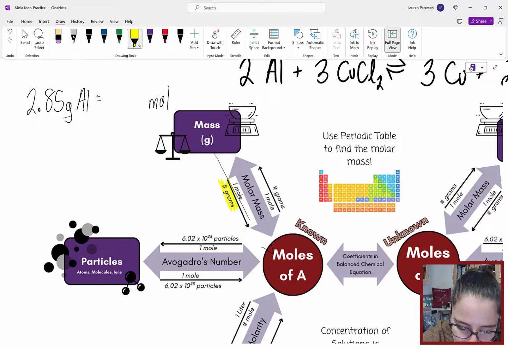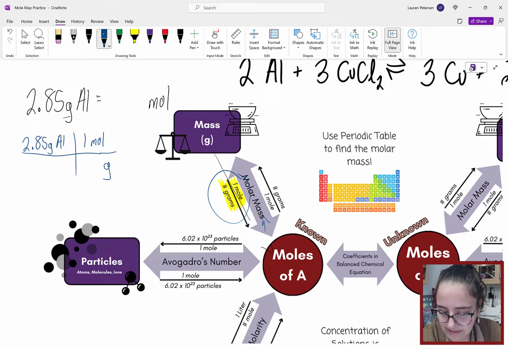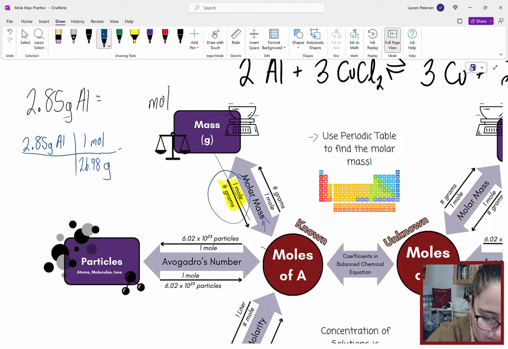And if we look at that molar mass, we're going from grams as our known to moles. So the conversion factor we'll be using is 1 mole is some number of grams. Okay, so if we're setting up dimensional analysis, we always start with our known, 2.85 grams of aluminum. And then this tells us our conversion factor. It is 1 mole over some number of grams. And that number is the molar mass, which we use the periodic table to find. So I'm going to go to my periodic table, find aluminum, it's number 13, and it has a mass of 26.98. So 26.98 grams.